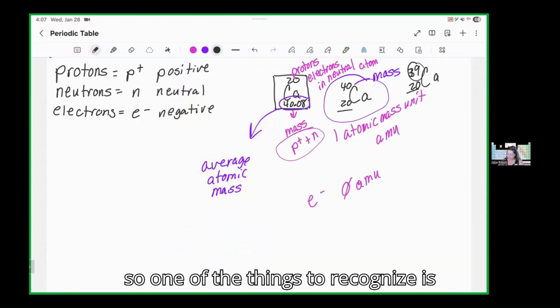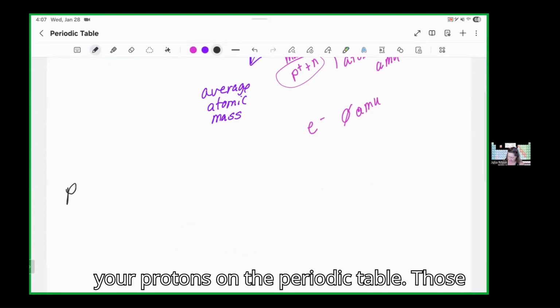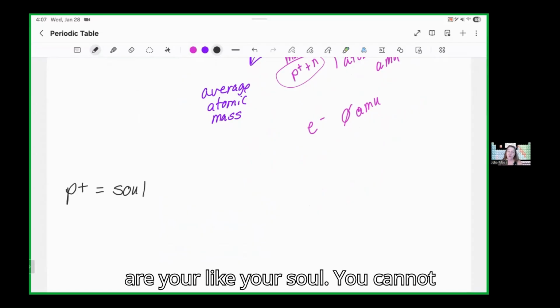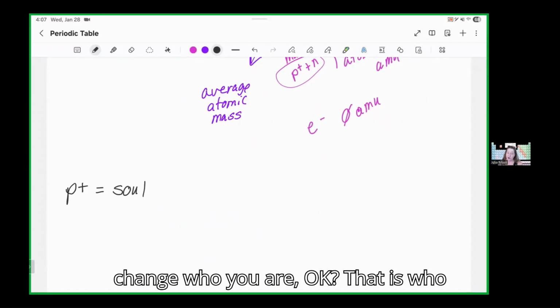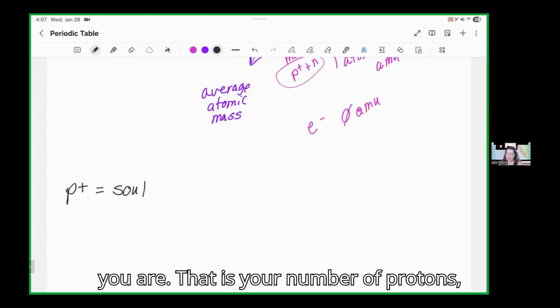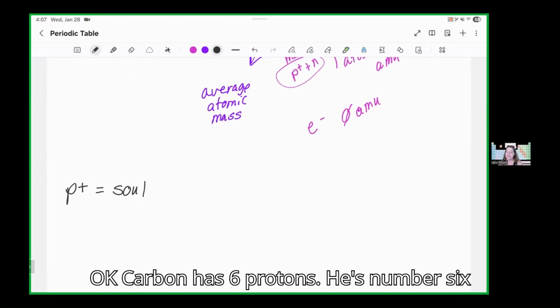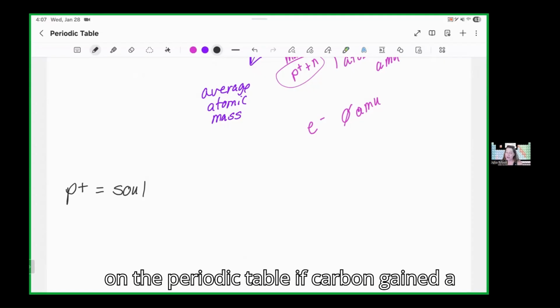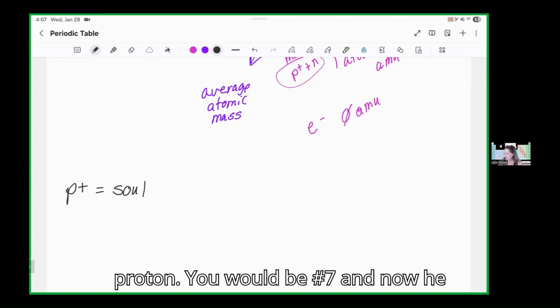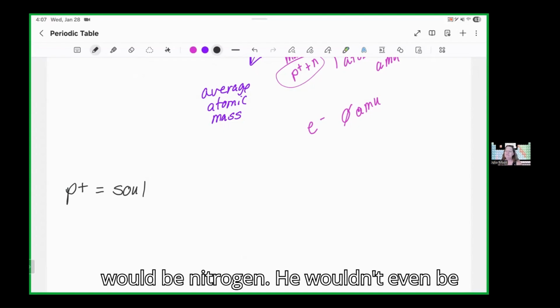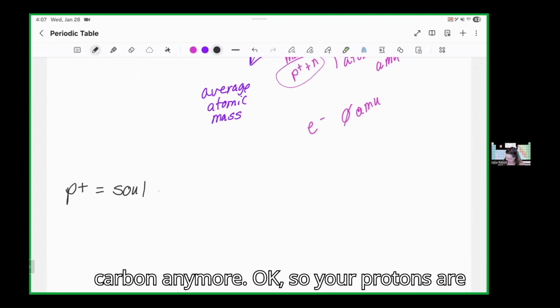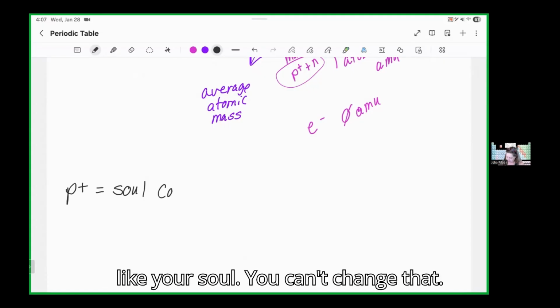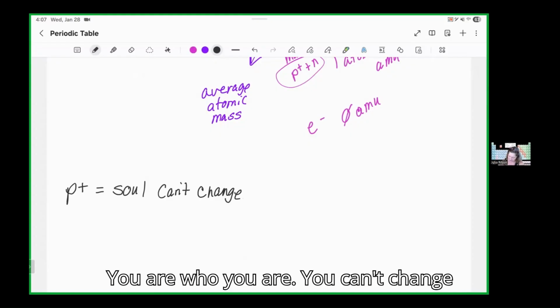One of the things to recognize is that your protons on the periodic table are like your soul. You cannot change who you are. That is your number of protons. Carbon has 6 protons. He's number 6 on the periodic table. If carbon gained a proton, he would be number 7, and now he would be nitrogen. He wouldn't even be carbon anymore. So your protons are like your soul. You can't change that. You are who you are.